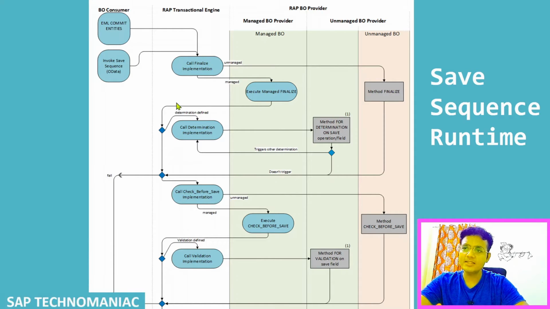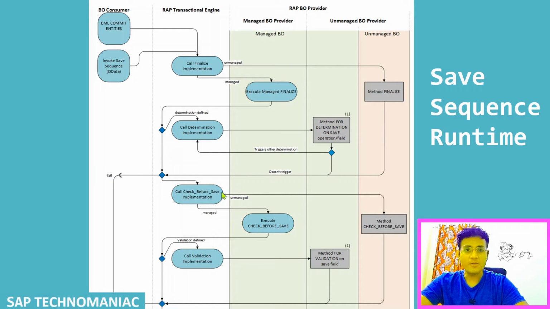And once the finalize is over, then the determinations which we have defined on save will be called if the condition is triggered. Those determinations we can define for managed and unmanaged both. Once all the determinations are over, if it has failed due to some error, then it will go for the rollback work. We will see what happens at the end. And if it is successful, then the next step is the check before save.